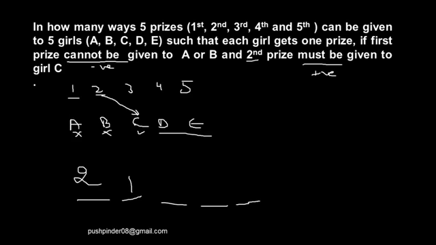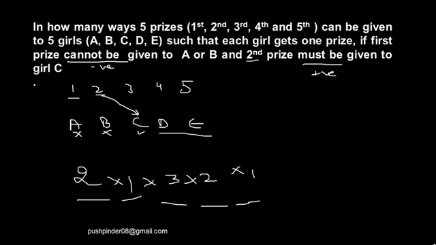C has already been given the second prize. So now we are left with only two options, girl D and E, right? Now is there any condition left? No, there is no condition left. There are 3 girls and 3 prizes, which can be given in 3 factorial ways. So this is our answer, right?